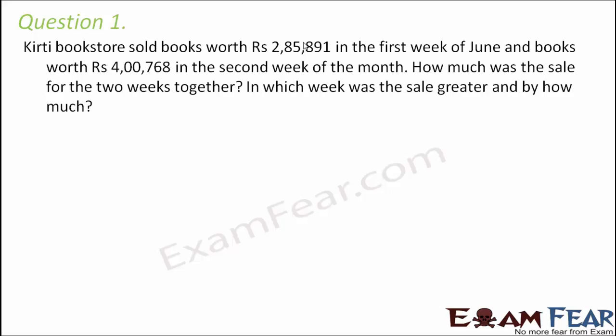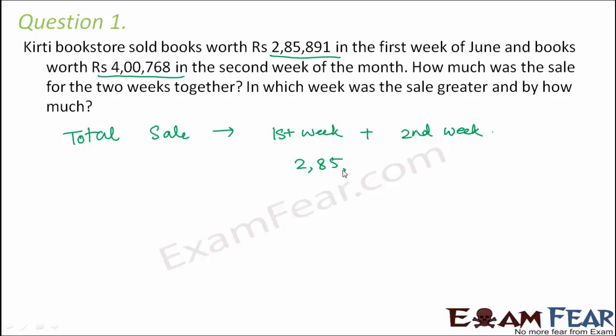So this is for first week. This is for second week. So for 2 weeks together, what would be the total sale? So of course the total sale would be the sale in first week plus the sale in second week. That is going to be the total sale. So the first week sale is 2,85,891 and the second week sale is 4,768. So we will add up the sales for the first week and the second week.